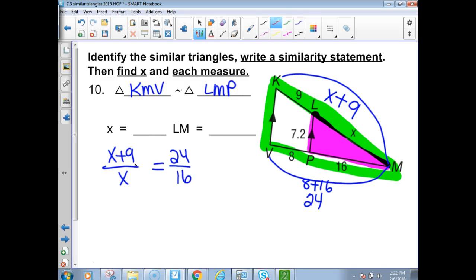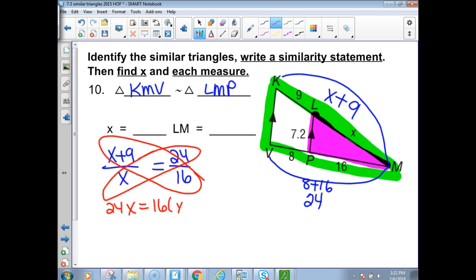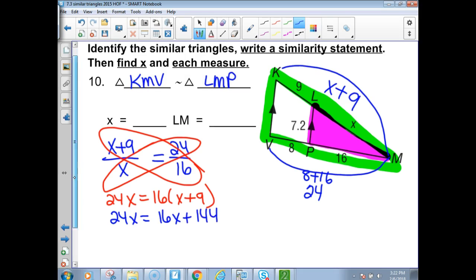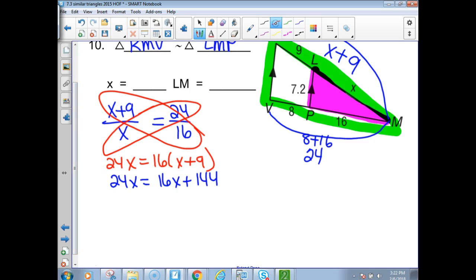Okay, now we got to do cross products. I got 24x equals 16 times x plus 9. I need to distribute, and maybe you did that right away, which would be 16x plus 144. All right, then I would need to subtract 16x. And I get 8x equals 144.